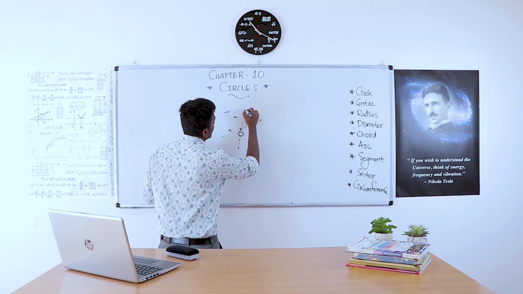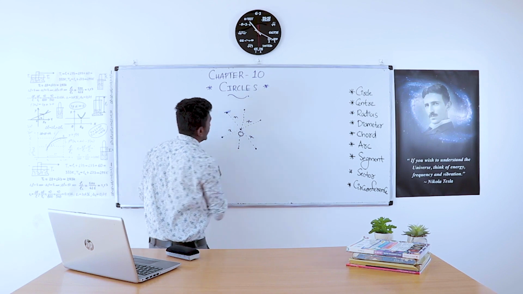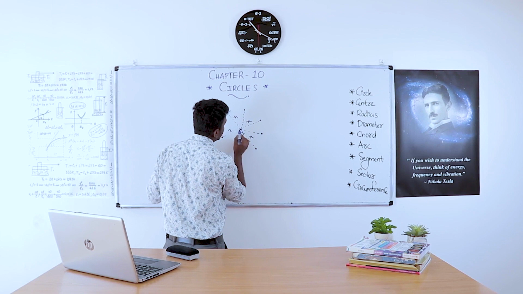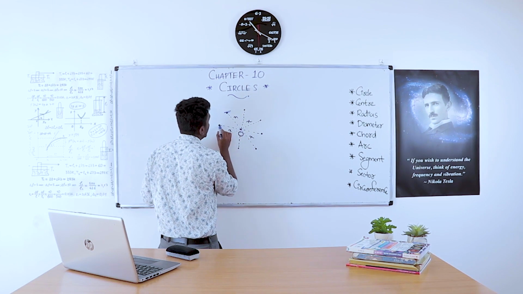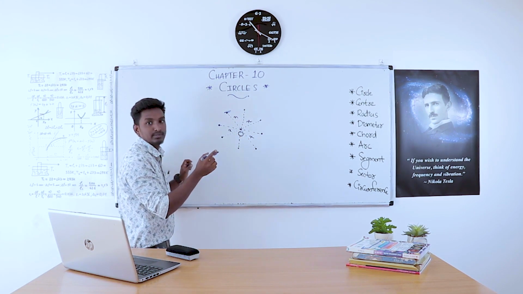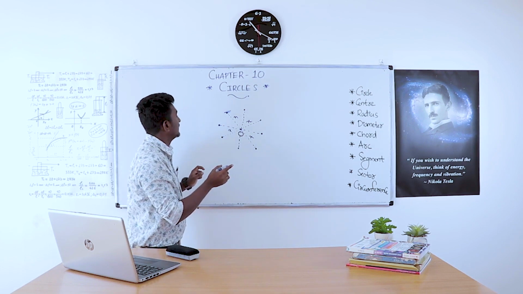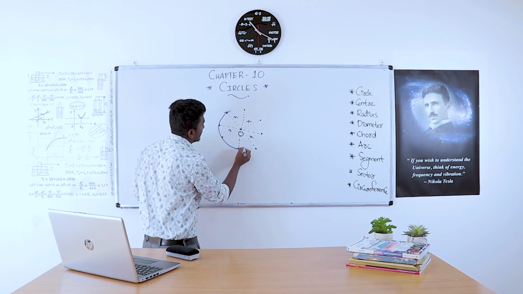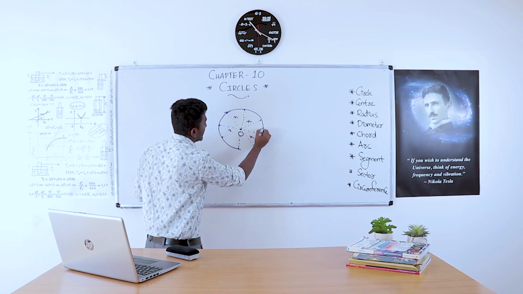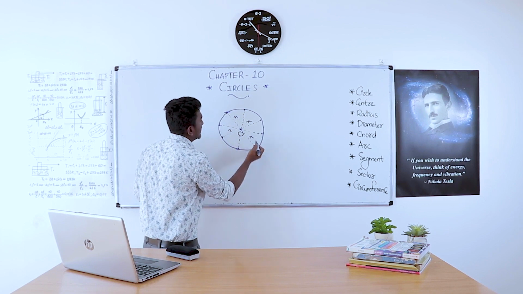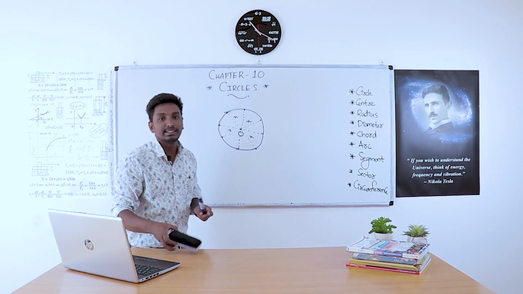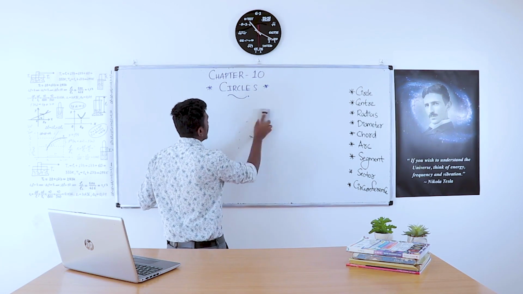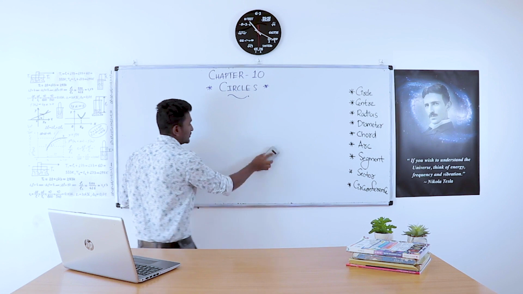Now these all are our points. We can select an infinite number of points like this. When these points are connected together, we get a circle. Now we can explain what a circle is.